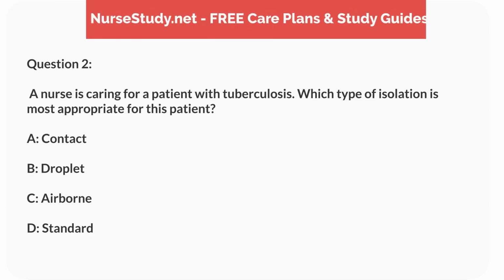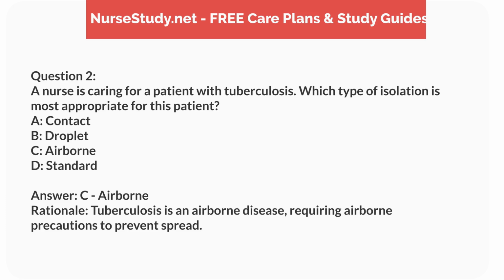Question 2. A nurse is caring for a patient with tuberculosis. Which type of isolation is most appropriate for this patient? A. Contact. B. Droplet. C. Airborne. D. Standard. Answer: C. Airborne. Rationale: tuberculosis is an airborne disease, requiring airborne precautions to prevent spread.